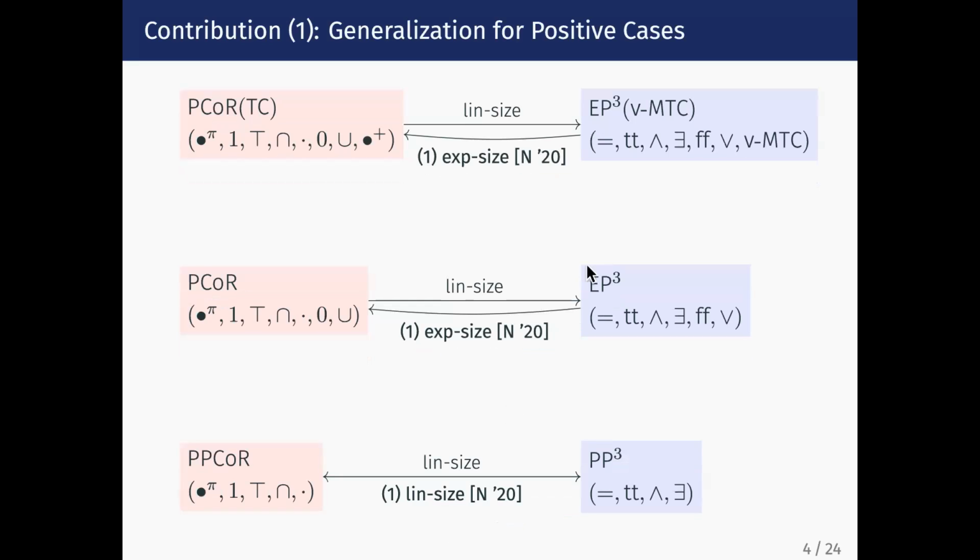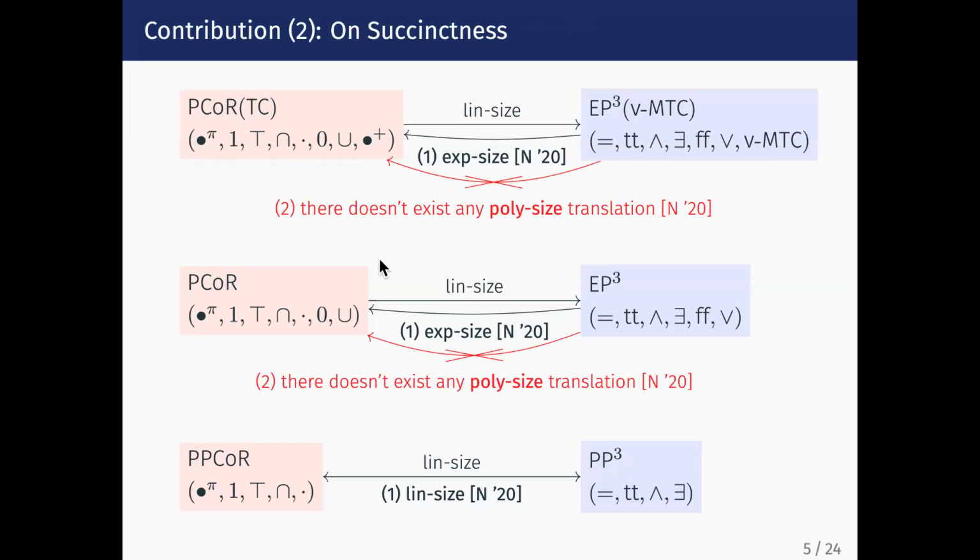So first, we present translations from positive three-variable logics into the positive calculus of relations. As for efficiency, for the bottom one, the translation is linear, but for the above two, the translations are exponential. Second, we show that actually the exponential blow-up is not avoidable. Namely, there does not exist any polynomial-size translation from this to this. In that sense, our translation presented in this paper is an optimal translation.